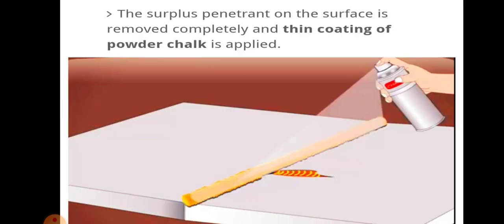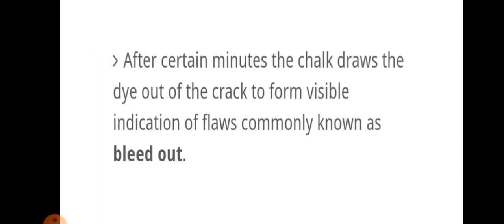Okay, the surplus penetrant on the surface is removed completely and a thin coating of powder chalk is applied. We have to understand that the surface penetrant is removed completely and a thin coat of the powder chalk is applied. After a certain number of minutes, the chalk draws the dye out of the crack to form a visible indication of flaws, commonly known as bleed out.